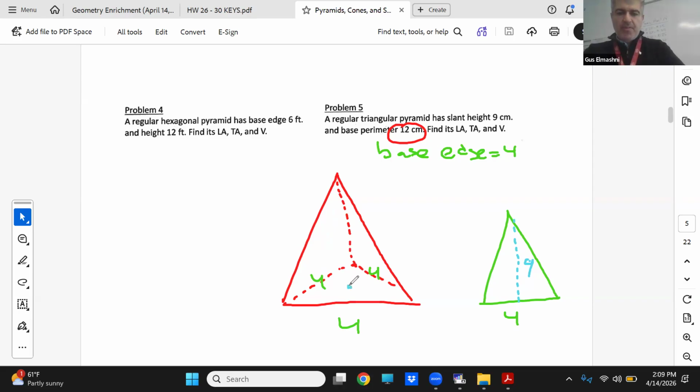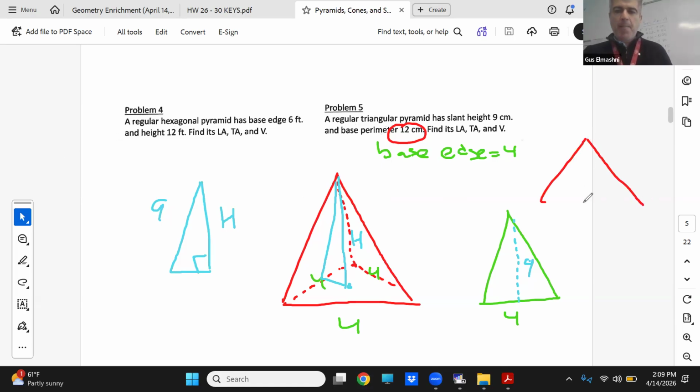Center's here. That's the height. And then you have a triangle that looks like this. That's the height. That's 9. Yeah. Ugh, this is tricky. Right. It's not 2.